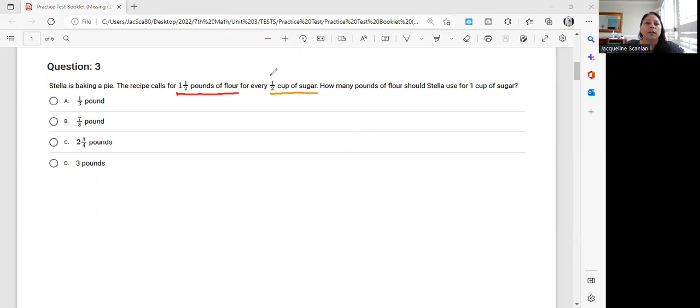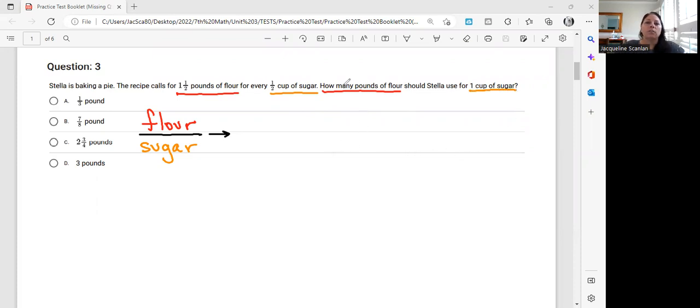So we are comparing flour to sugar. There's my setup or my fraction. Oops, this part should be written in orange, pardon me. Okay, so now that I've got my setup, I'm going to continue reading. It says, how many pounds of flour, that's my unknown, should Stella use for 1 cup of sugar?